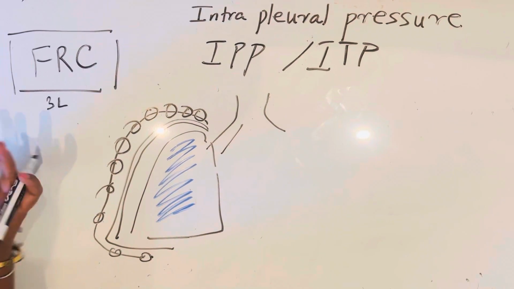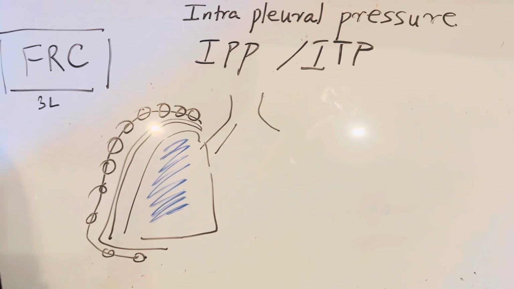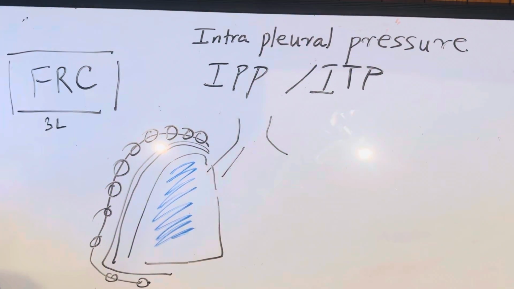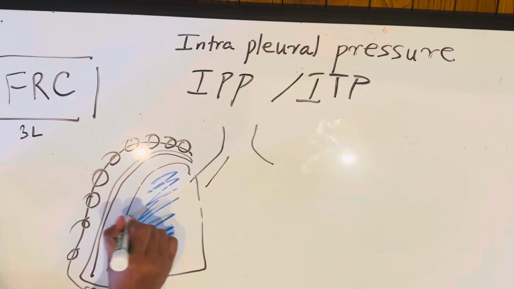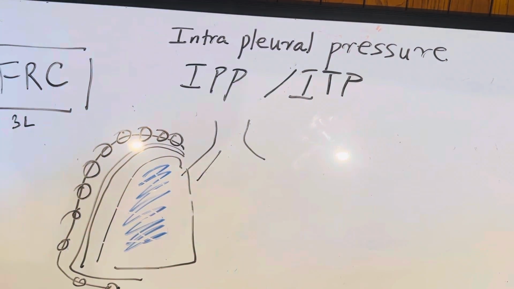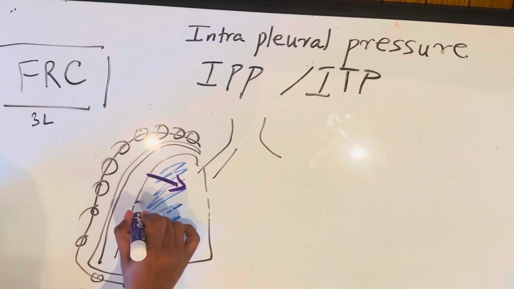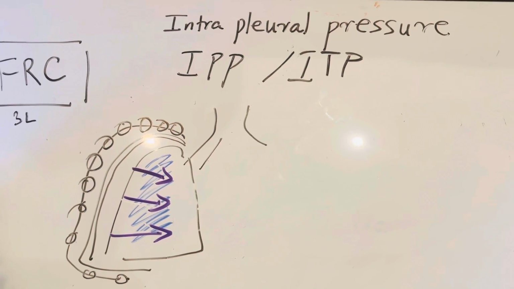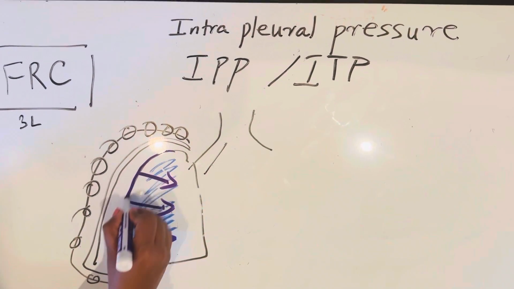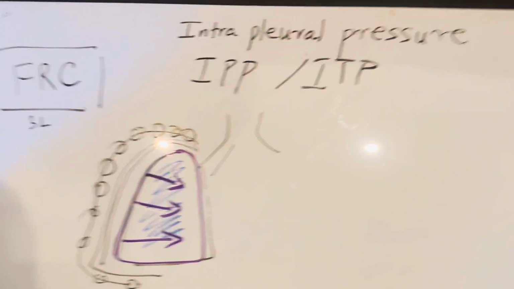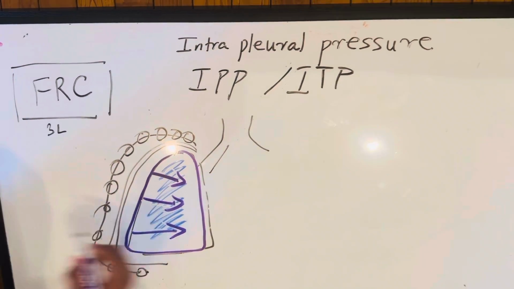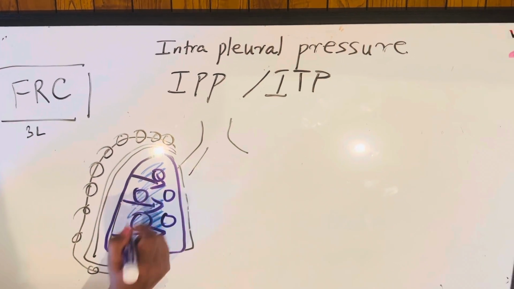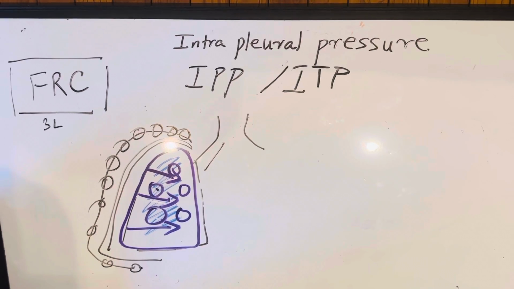Now, to maintain that suction, to maintain that negative pressure, two forces are acting. There is a recoil tendency of the lung inward, to pull the lungs inward. So there are two opposite forces. One is pulling it inward, the recoil tendency of the lungs. Now, why is there a recoil tendency of the lung? It is due to the elasticity of the lung, that is responsible for the inward pull, and also the surface tension inside the fluid within the alveoli is also responsible for pulling the lungs inward.